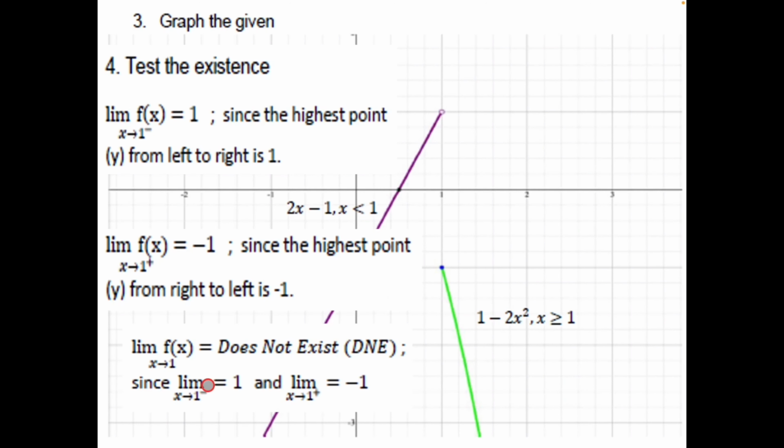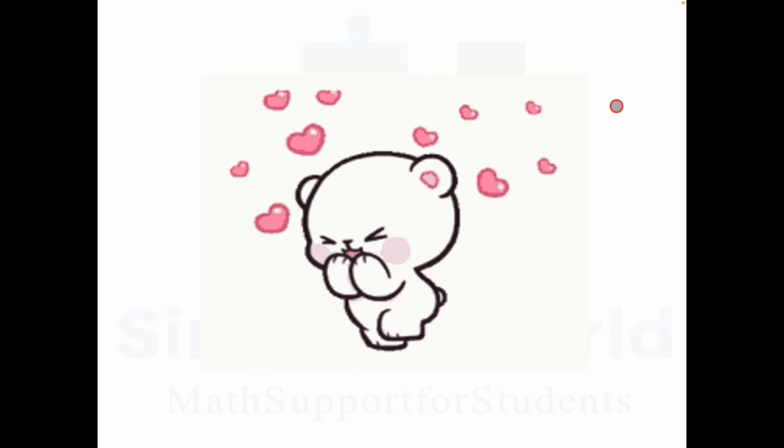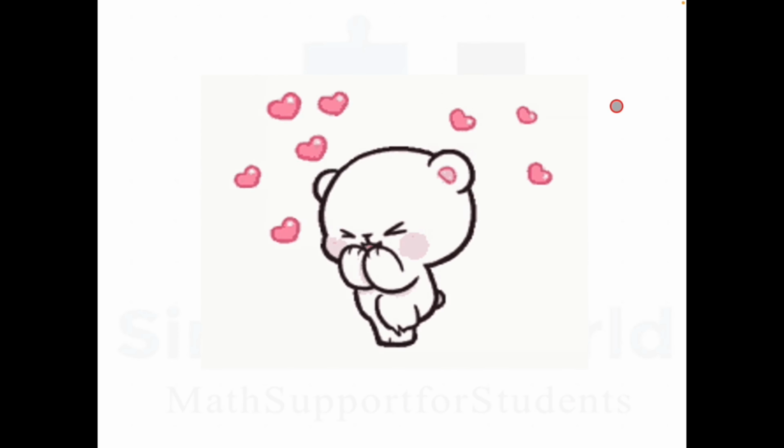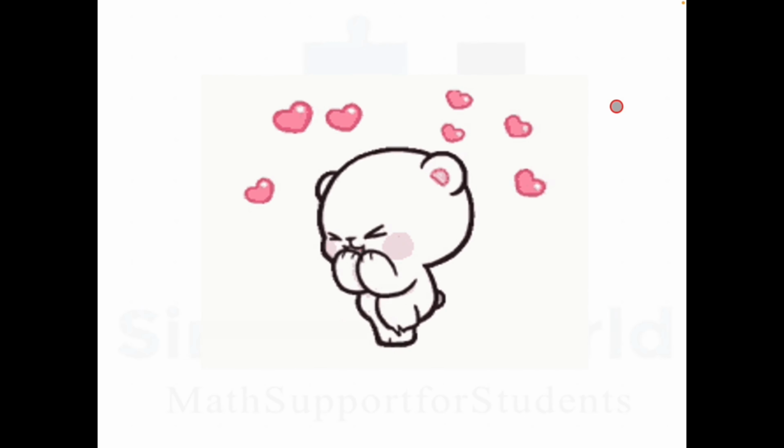Now, this does not exist kasi yung 1 is not equal to negative 1. Therefore, yung f of 1 natin is negative 1. Hindi natin ito pwedeng gamitin yung positive kasi siya ay open. So, doon tayo sa closed. That's why this is negative 1. So, that's all. I hope na may natutunan kayo sa ating one-sided limit.